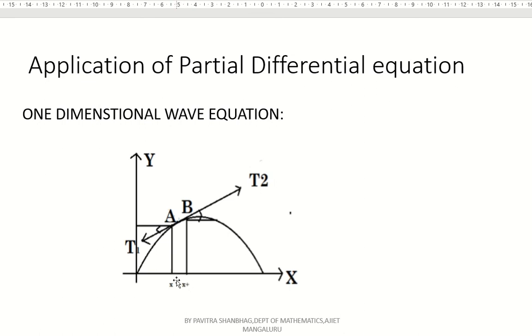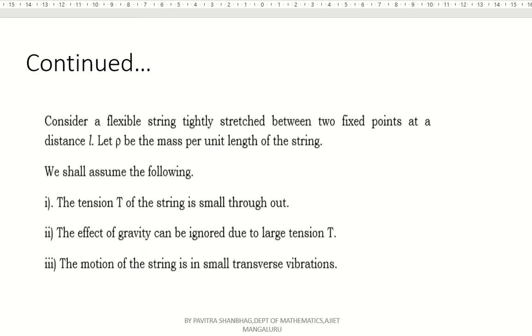The length will be what? Here this small change is delta x. From here to here the distance is x. From here to here is x plus delta x. Now because the small element is of length L, the change here is delta x. So the total length here is x plus delta x, and the tangent at A makes an angle alpha, and at B makes an angle beta. Okay. Now let us discuss the points one by one.